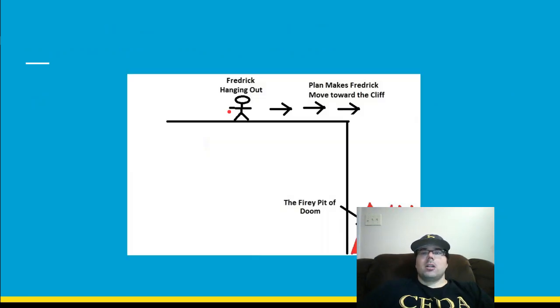So here, a no internal link says, yeah, Frederick might start moving in this direction, but there's no reason why he would ever fall off the cliff. So yeah, he might move this way, but never falls off the cliff.